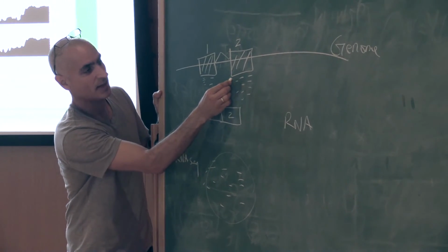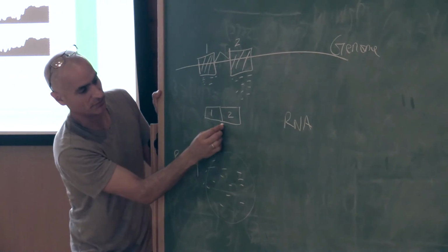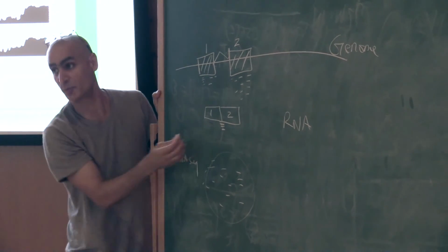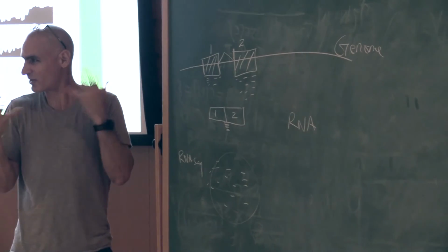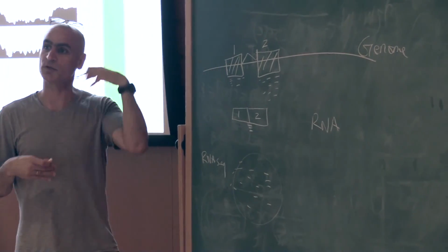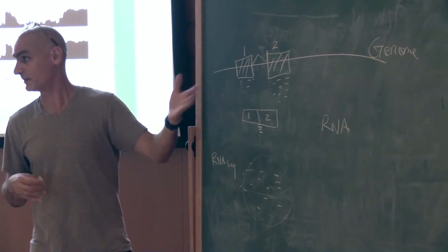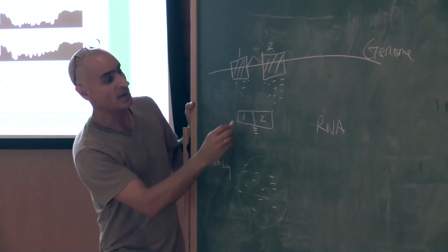Some of them actually may be broken up here and here because they were on the junction between where these 2 exons came together. That's an important thing to think about when you talk about alternative splicing. This can play a role there.